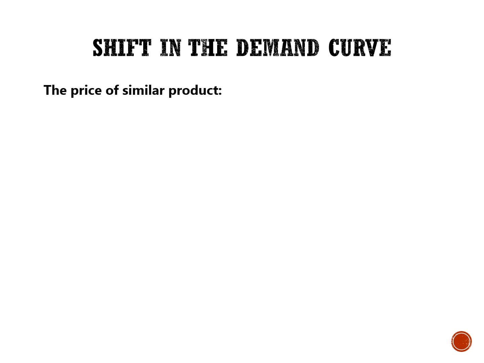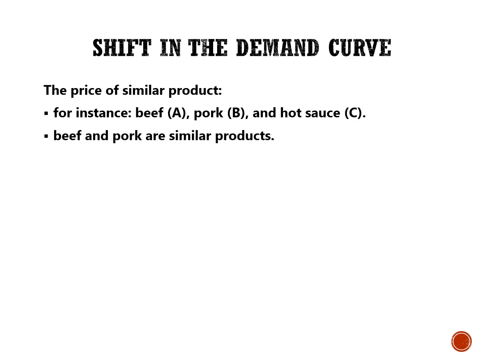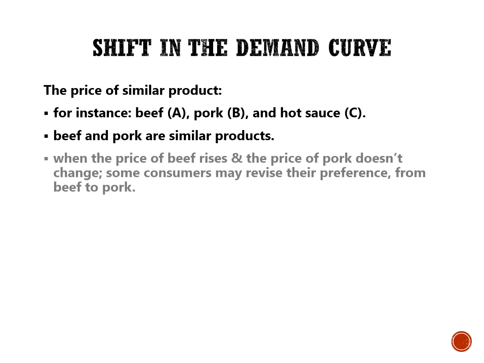Next, the price of similar products. Let's take an example. Say, beef is good A, pork is good B, and hot sauce is good C. We can say that beef and pork are similar products. So, when the price of beef rises, and the price of pork doesn't change, some consumers may shift their preference from beef to pork.